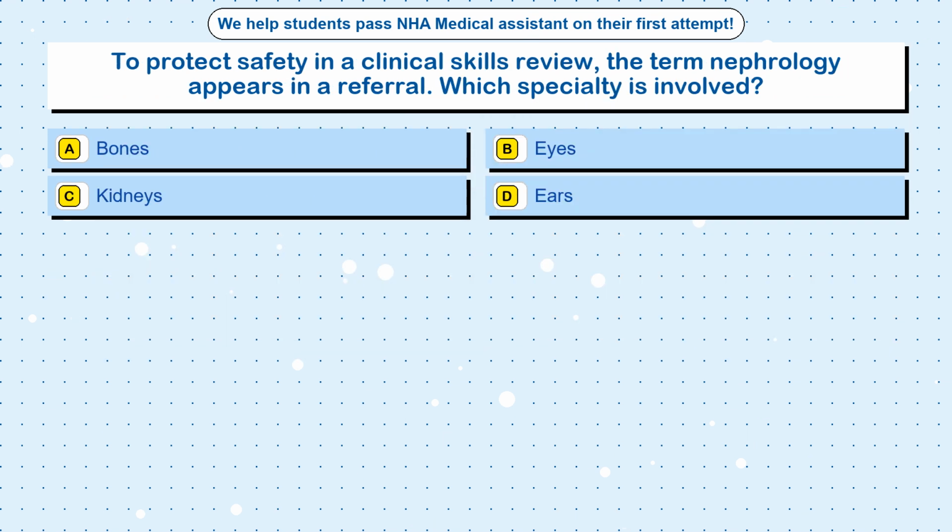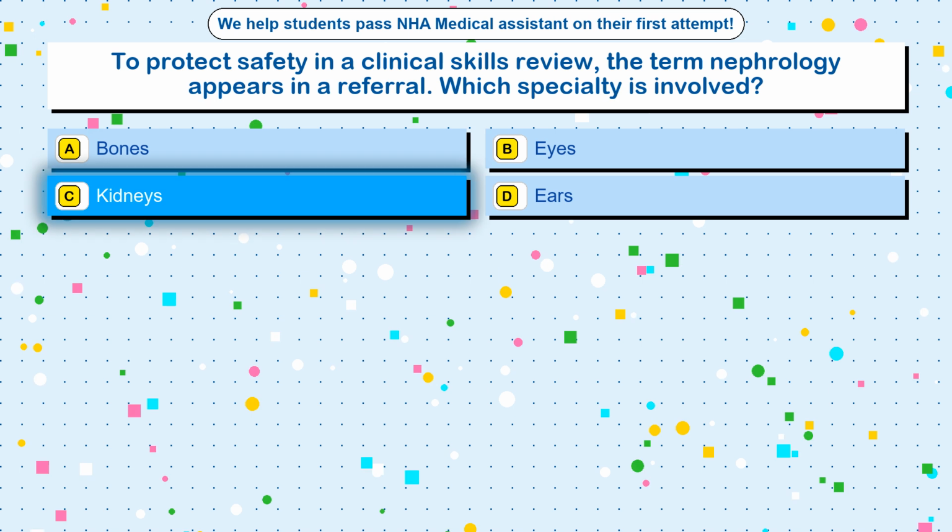Question 39. To protect safety in a clinical skills review, the term nephrology appears in a referral. Which specialty is involved? Option A. Bones. Option B. Eyes. Option C. Kidneys. Option D. Ears. The correct answer is option C.